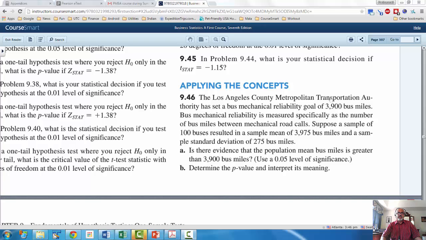Okay, so the reliability goal is 3,900, and we want to test whether there is evidence that the population mean bus mile is greater than 3,900. Have we reached the reliability goal? Okay, we want to test whether that is so. So greater than 3,900, and we want to use an alpha of 0.05.